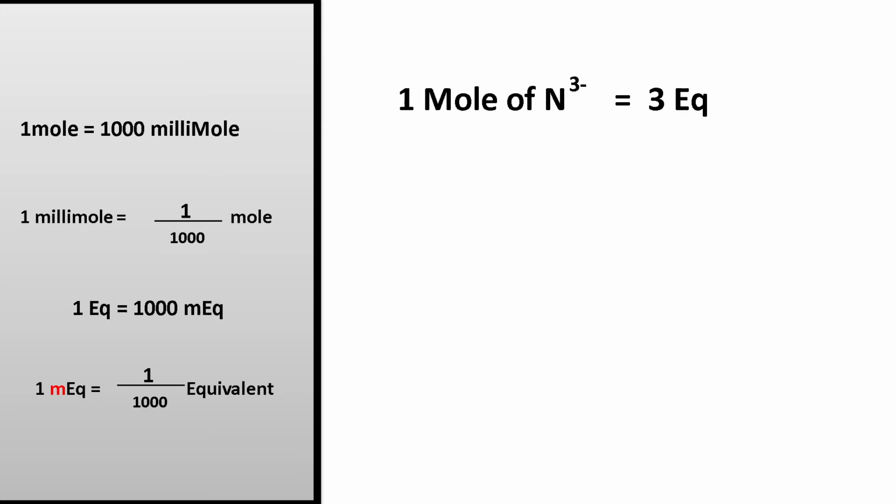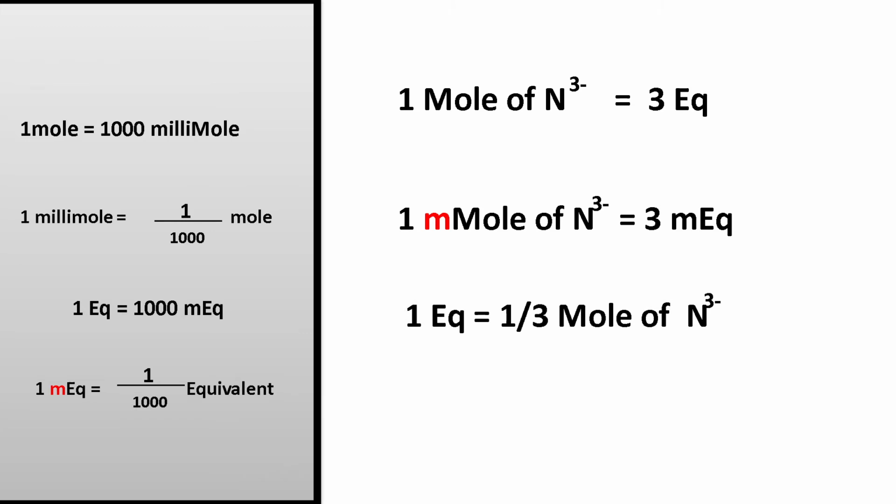1 mole of nitrogen is equal to 3 equivalents. We can also say 1 millimole of nitrogen is equal to 3 milliequivalents. Similarly, 1 equivalent is equal to 1/3 mole of nitrogen ion. Therefore, 1 milliequivalent is equal to 1/3 millimole of nitrogen ion.